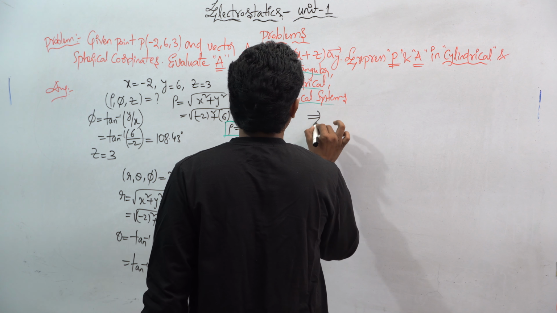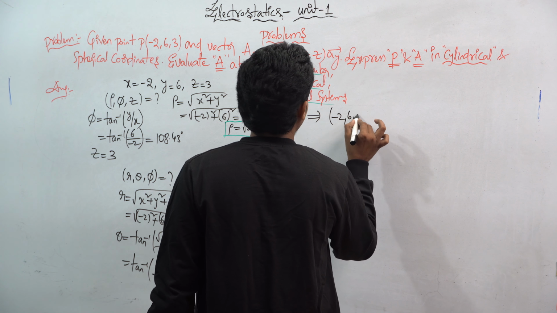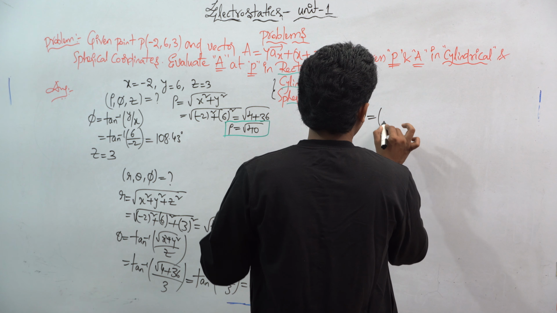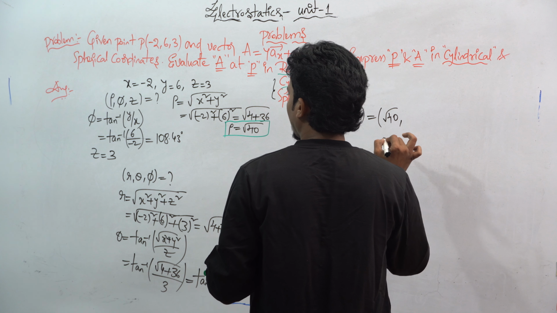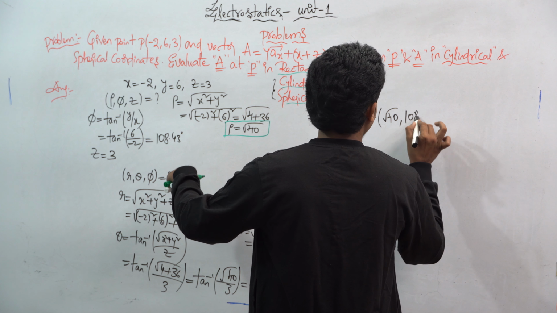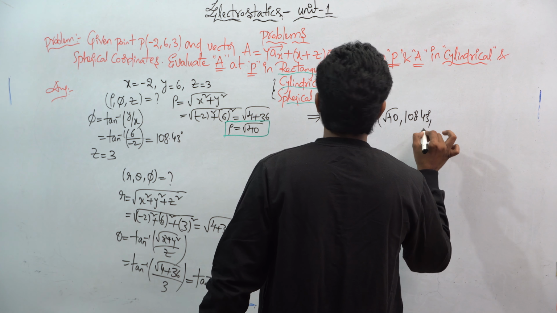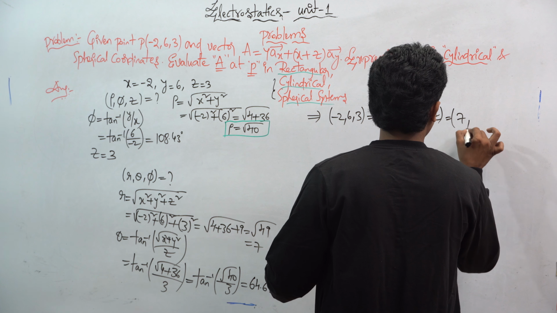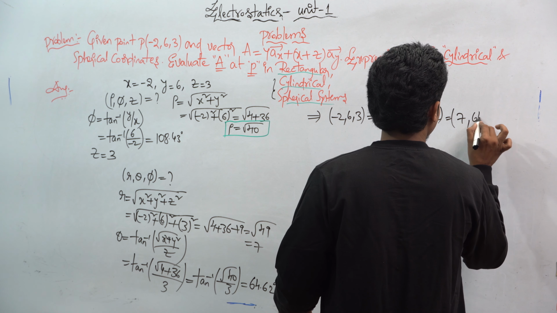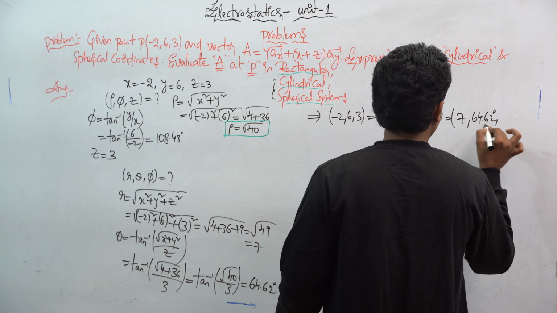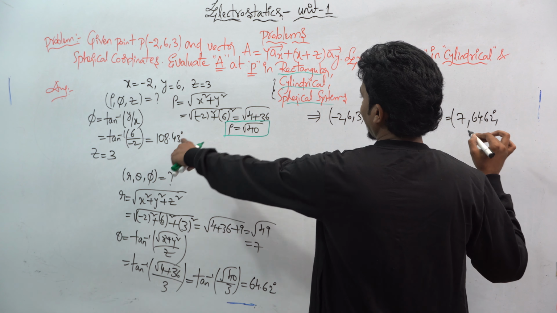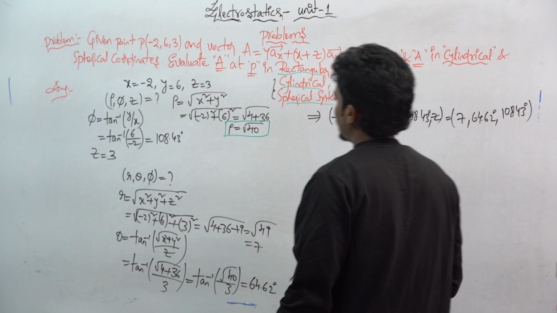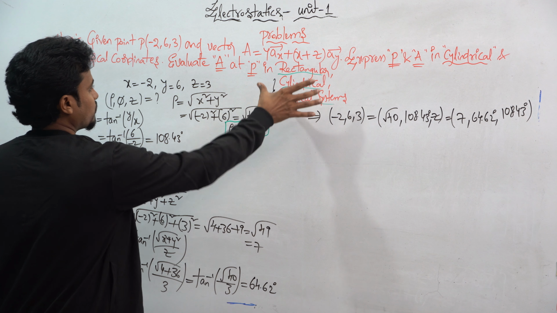Okay, you just have to write all of these values here. -2, 6, 3 is equal to rho is root 40, phi is 108.43 degrees, z is 3, and that is equal to r is 7, theta is 64.62 degrees, and phi is 108.43 degrees. Okay, this part is completed.